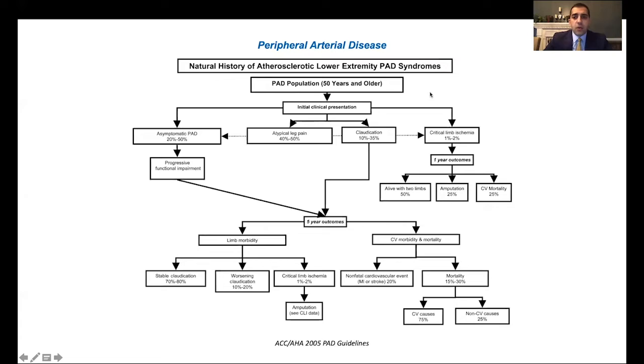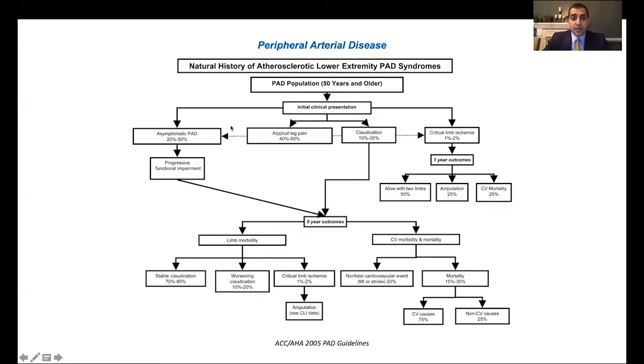And then the folks that have critical limb ischemia, again, it's the folks with severe disease that have end organ damage. So going on to the extreme spectrum of critical limb ischemia, just in 1 year after the diagnosis of that, folks, only 50% of folks will be alive with two limbs. That's a very alarming fact. 25% of them have an amputation, 25% suffer cardiovascular mortality. Again, atherosclerosis affects various vascular beds, and that contributes to that.